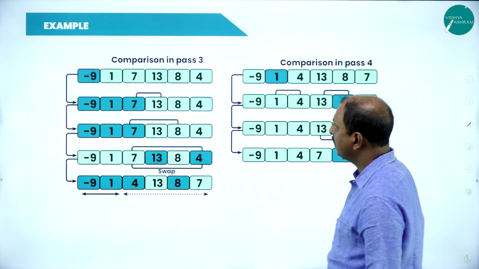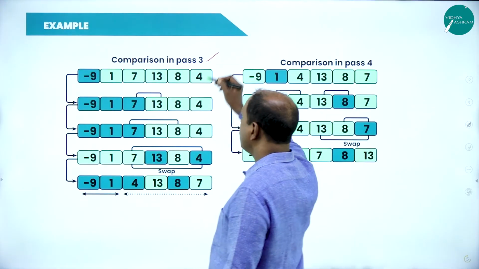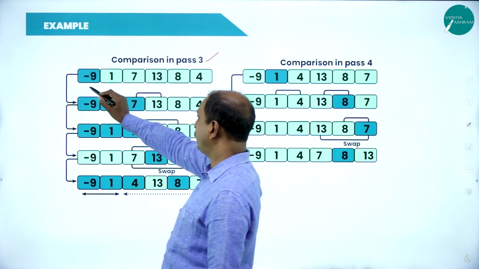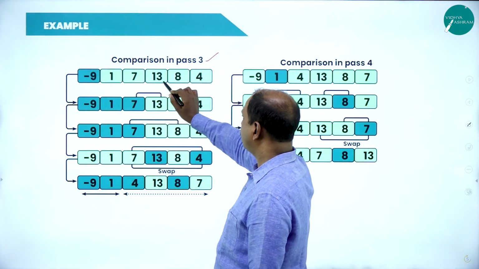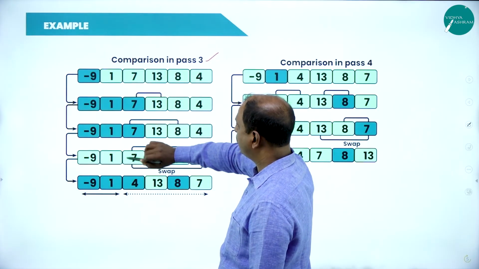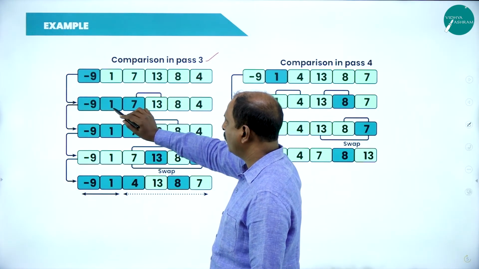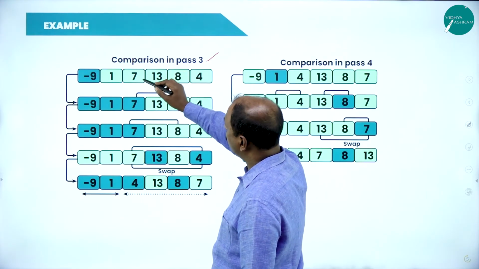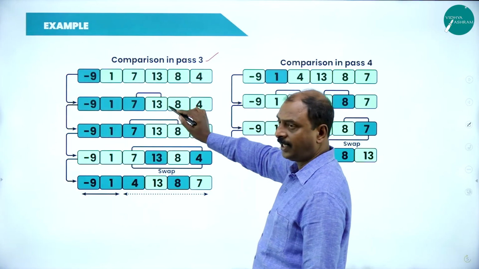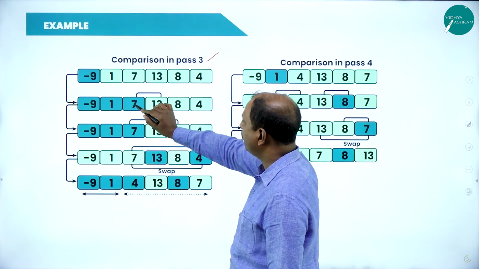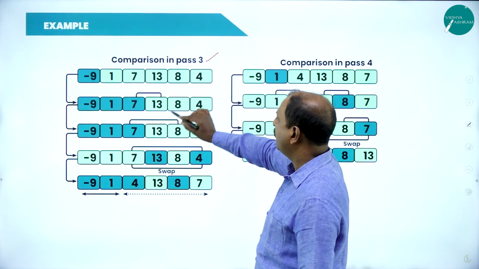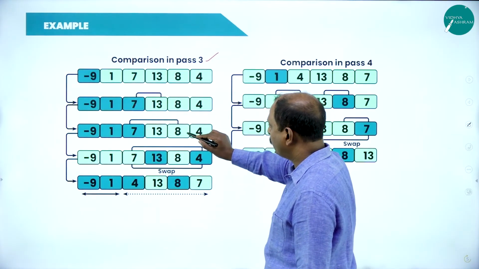In the next slide, we will see pass 3 or iteration 3. In this iteration, minus 9, 1, 7, 13, 8, 4 are the elements. Now I am going to compare: minus 9 is already sorted, 1 is sorted. So next I am going to compare 7 and 13. So out of these two, 7 is the smallest element. We have to mark 7 as the smallest element. Next one is 7 and 8 we have to compare.